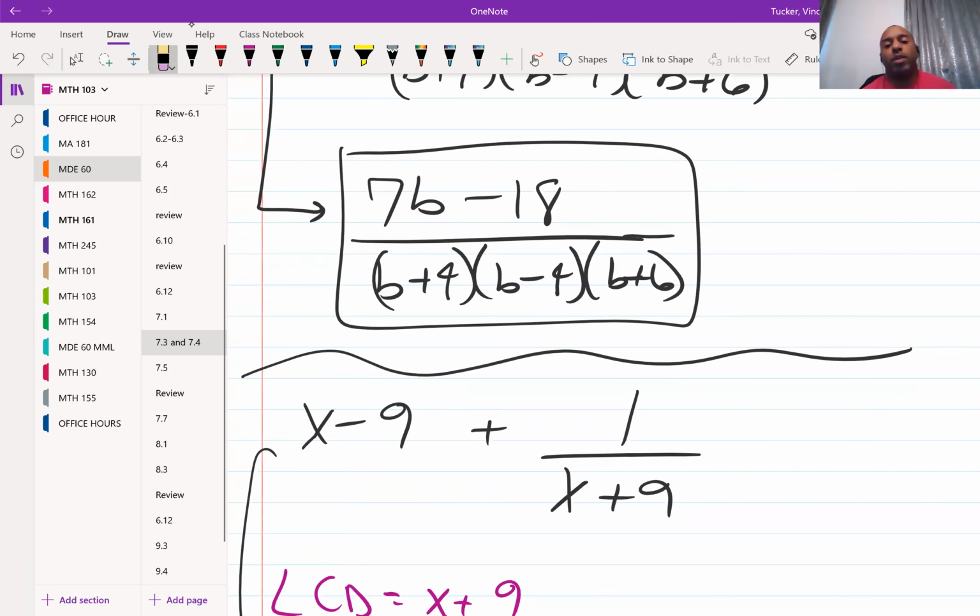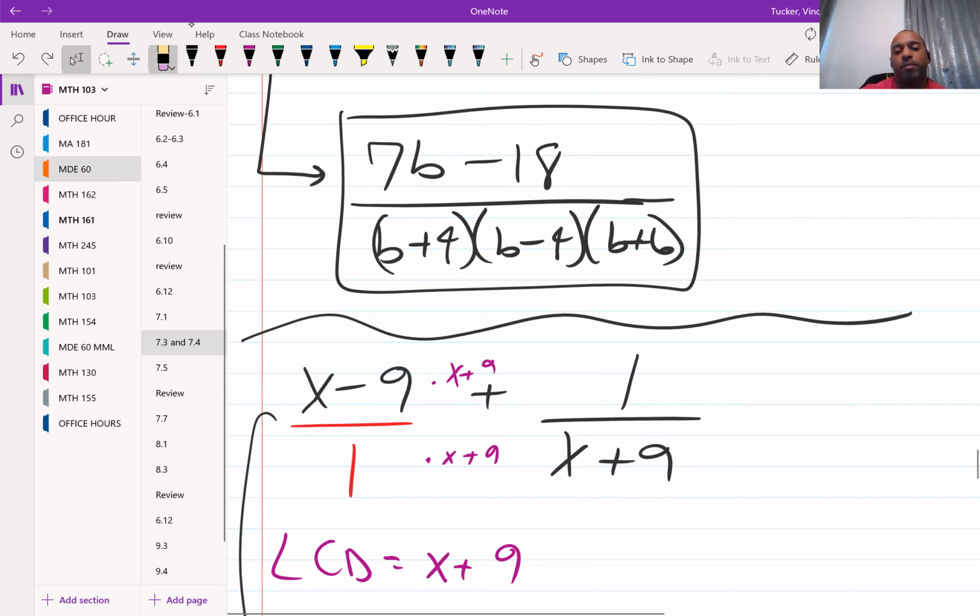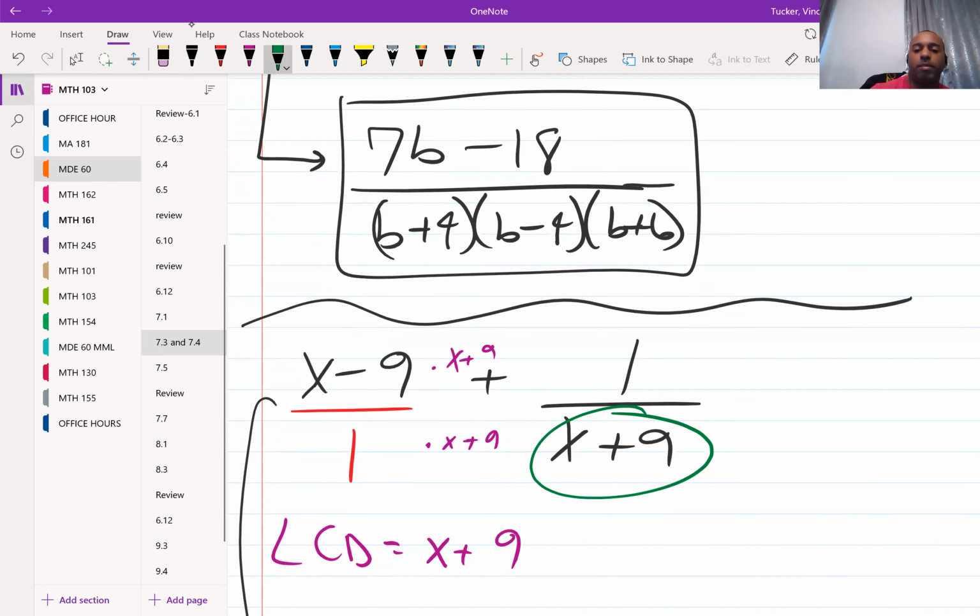This one is x minus 9 plus 1 over x plus 9. So x minus 9 written as a fraction would just be x over 1. And so that means our LCD would just be the x plus 9. To get that common denominator, we can multiply top and bottom by x plus 9. Like I said, that's our only denominator, so it's the only LCD.